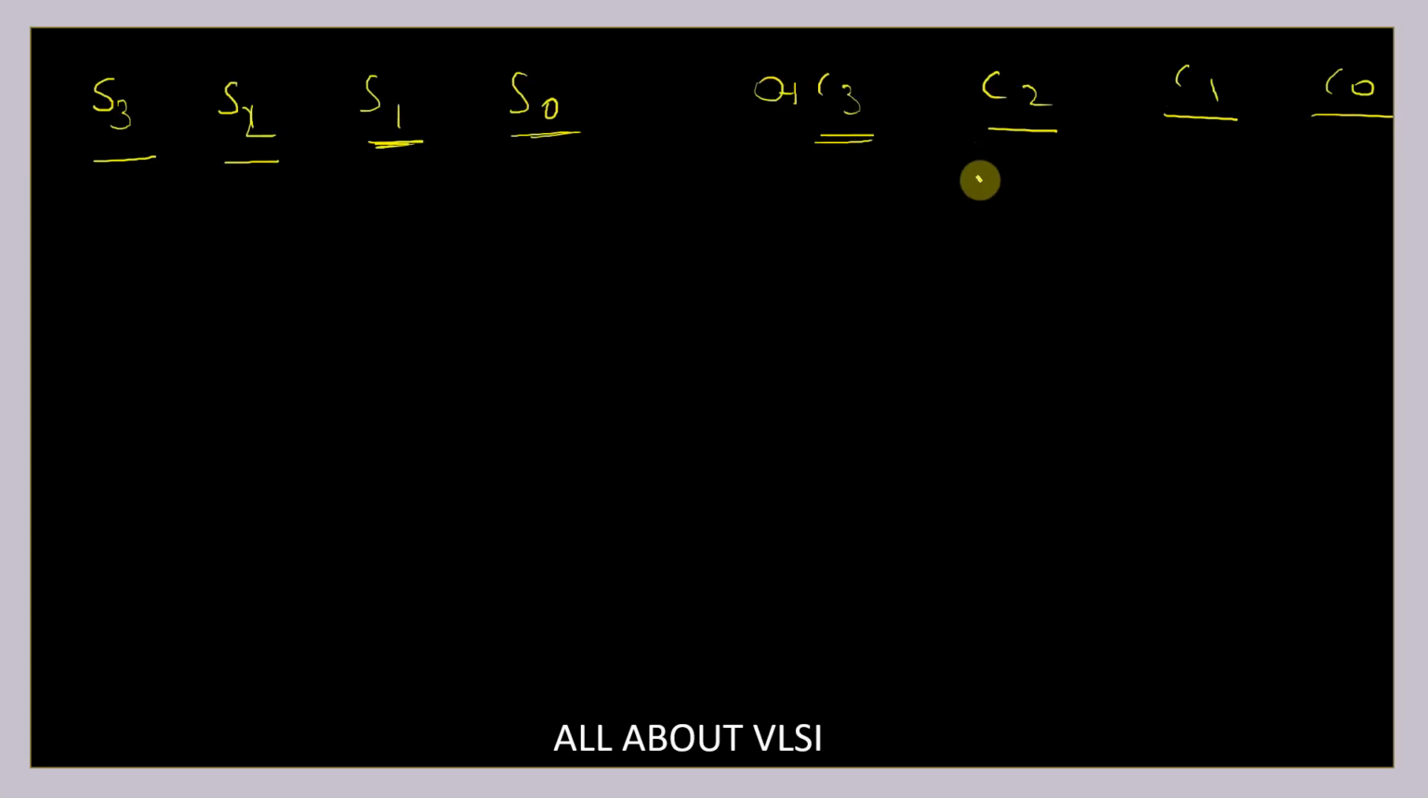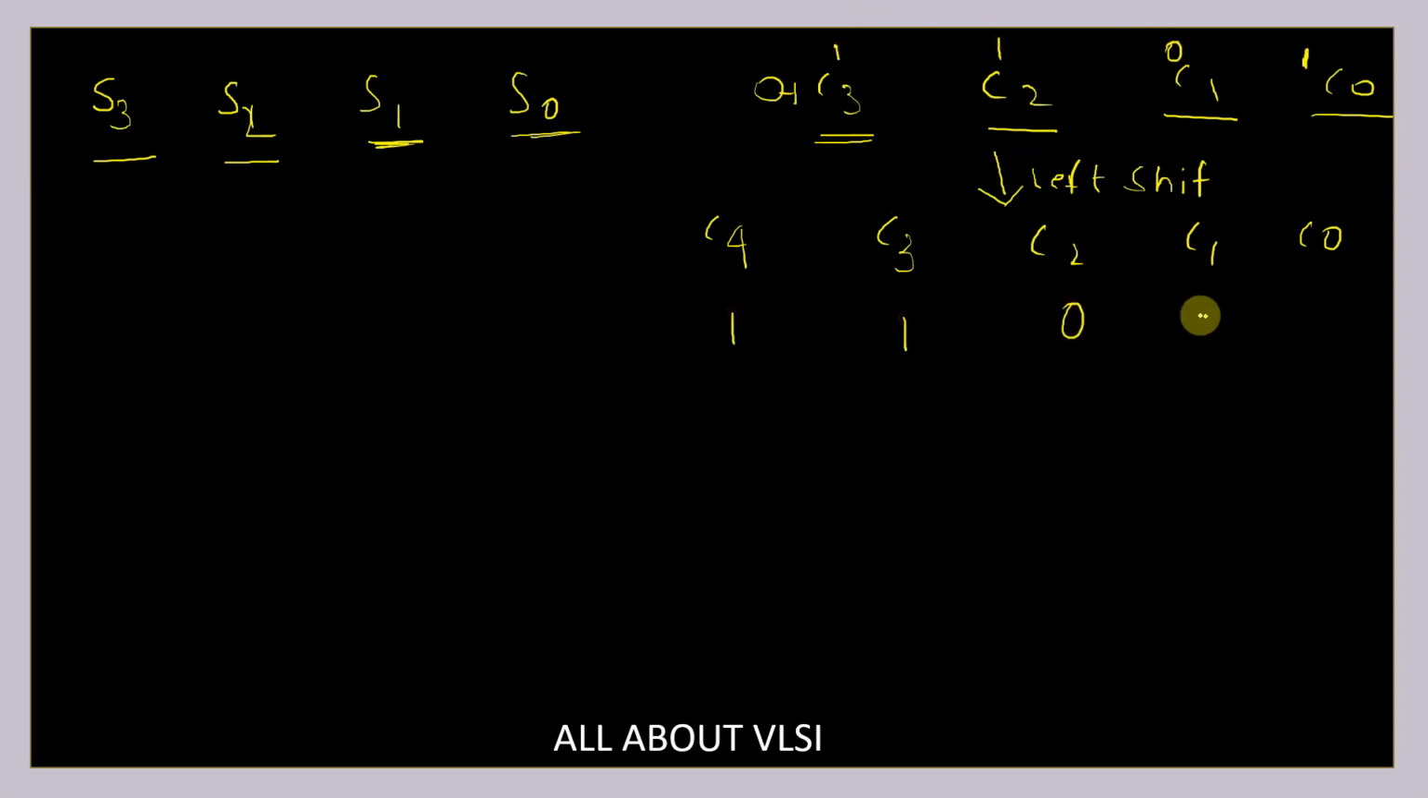So what I'm going to write down is I'm going to take a 4 bit carry C4, C3, C2, C1, C0 and I'm going to perform the left shift on the original carry. So let's say if my C3, C2, C1 is 1101, it becomes 11010. This is the left shifted version of my original carry.